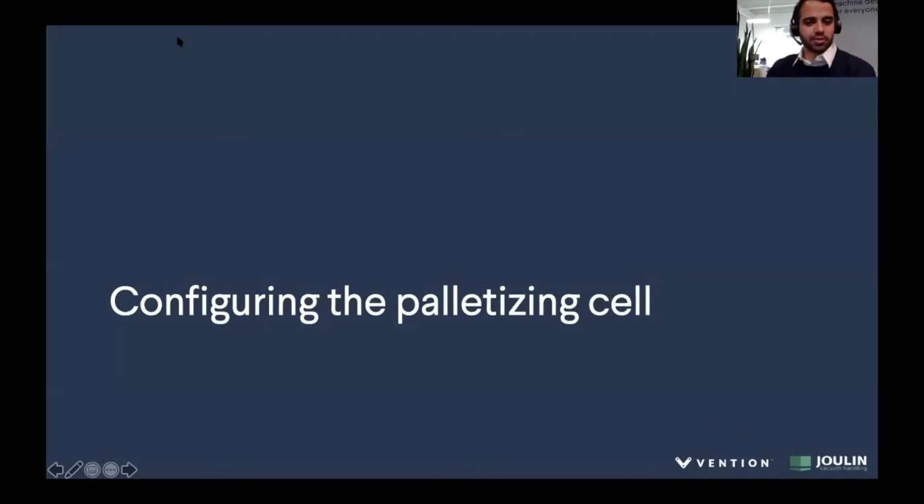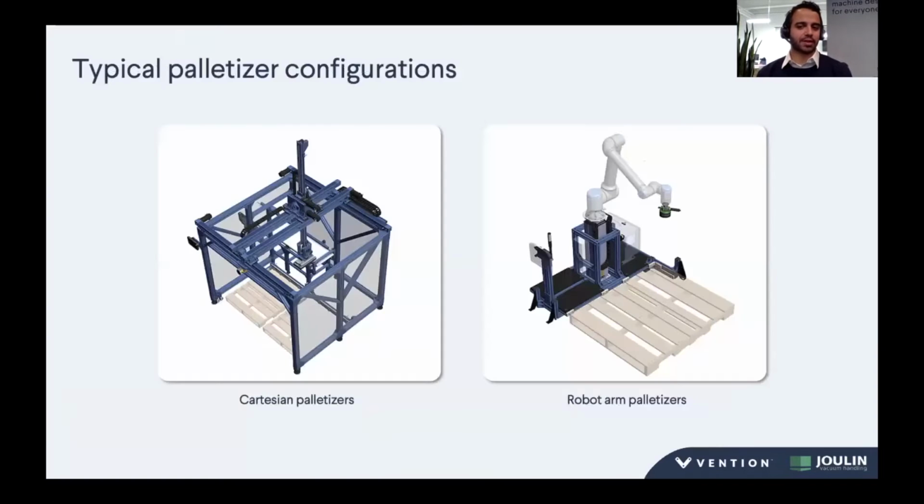So now that you've hypothetically made the decision that automating palletizing makes sense for you, you're saying, let's do this. What comes next? Obviously, now we need to configure the palletizing cell. So it's basically a bunch of decisions that we have to make on equipment selection and configuration so that the cell is adapted to the particular environment it's going to go in.